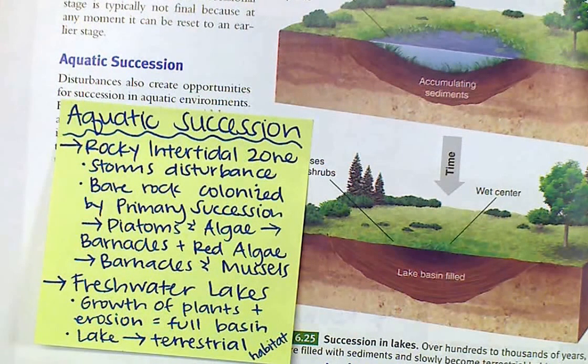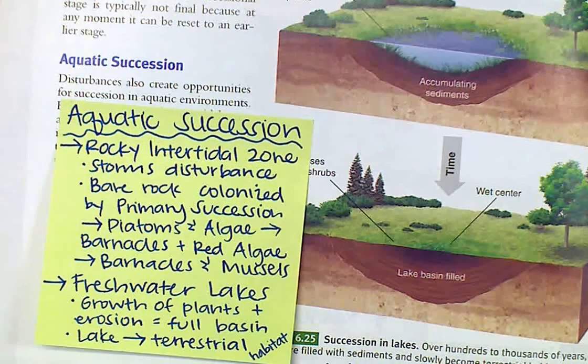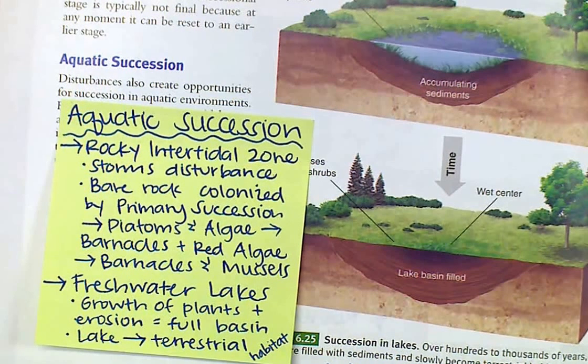So we're going to have diatoms and algae. Diatoms are little single-celled organisms, and algae are photosynthetic, which then leads to the barnacles colonizing and the red algae colonizing. It's really easy to tell because the algae is red. And then our last species are going to be barnacles and mussels, maybe throw in some sea stars. Eventually you have a whole climax community on the shoreline.